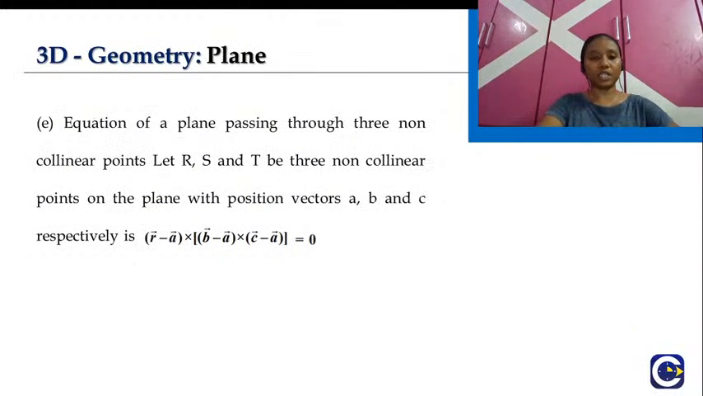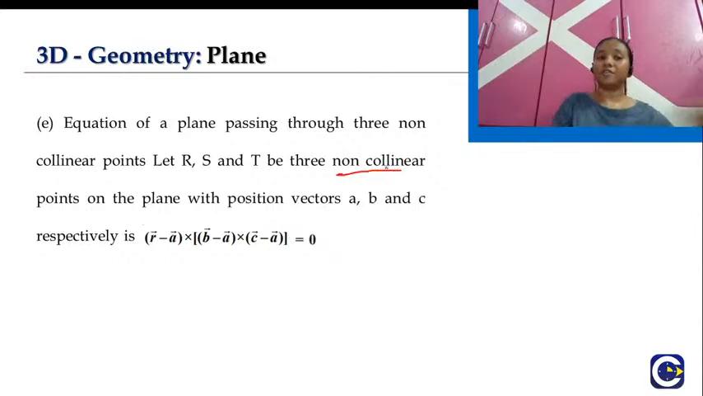So the next one is when we have 3 points, that is 3 position vectors, we can say in terms of Cartesian form, a plane passing through 3 non-collinear points. That's what I mentioned in our first slide when we were discussing the plane. The first point was regarding the equation of plane in normal form, and the second point is about non-collinear points, right? So that is nothing but the equation of a plane passing through 3 non-collinear points.